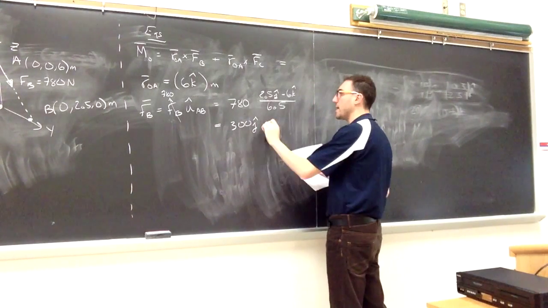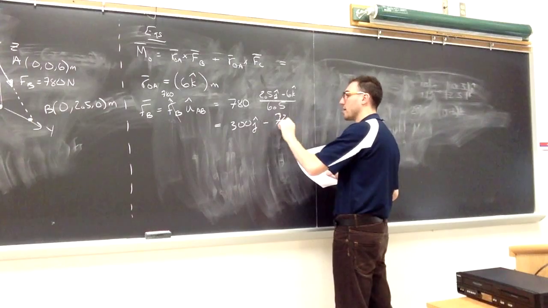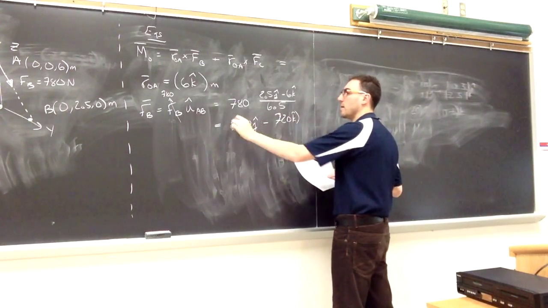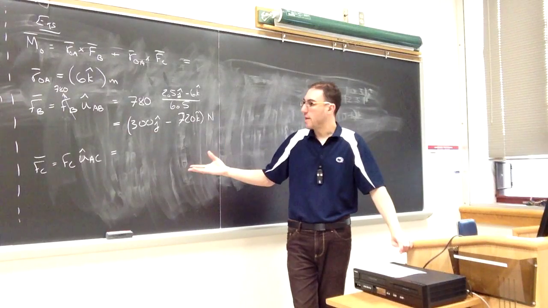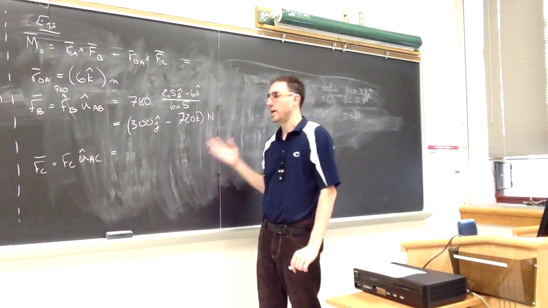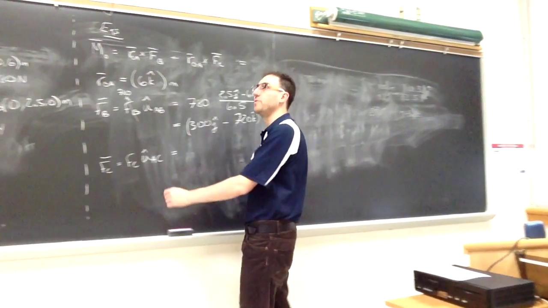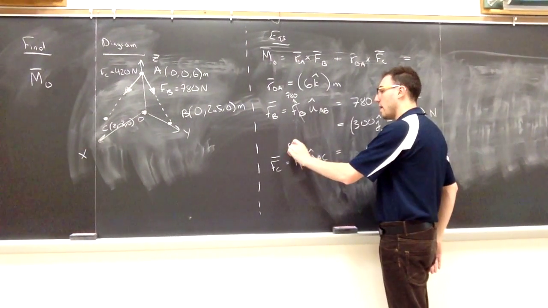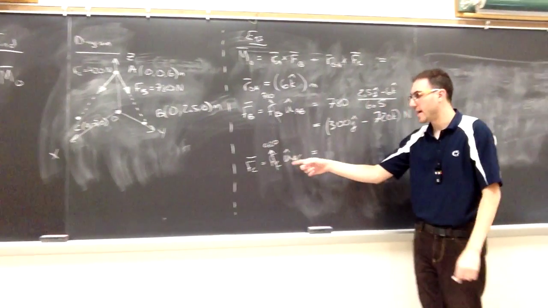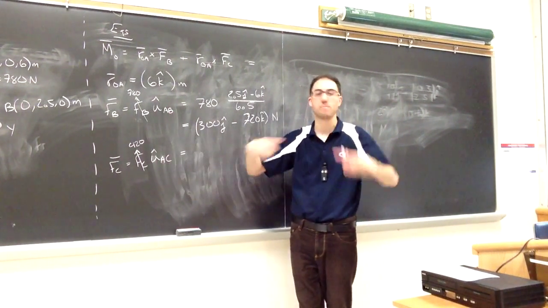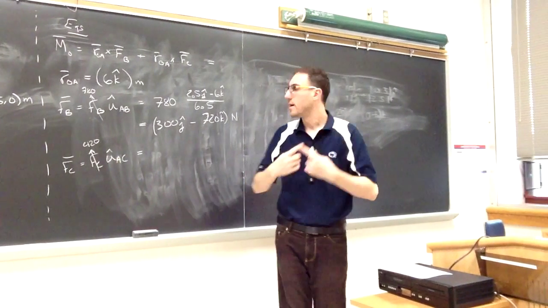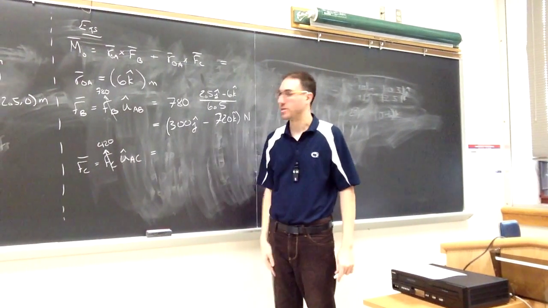And that will be minus 720k. And this is in newtons. We want to do the same thing for FC. We want to find its ijk components. We know its magnitude is 420, and we have to multiply it by its unit vector, which goes from A to C. So these are different. Even though they're both located at A, they point in different directions.